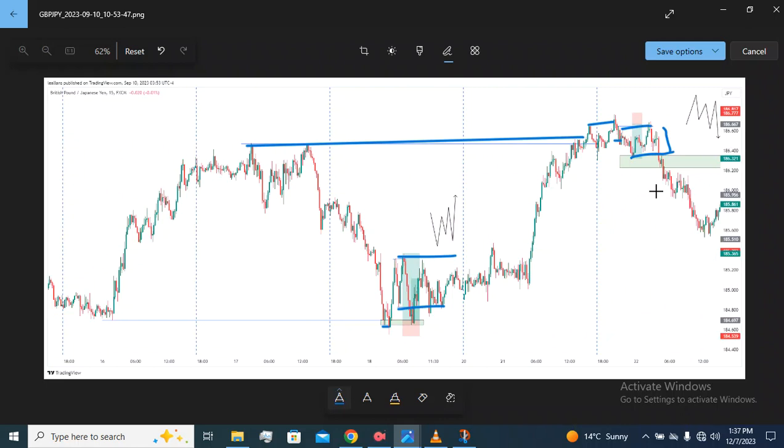So by doing this, using period separators, at least you can find out how often your model works. How often in a week does your model work, and you are able to separate the quality setups from the ones that are likely to fail. You only take those quality setups and you laugh with your money. That is exactly what we do.